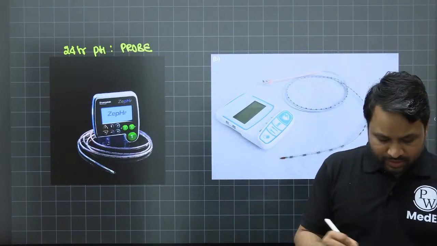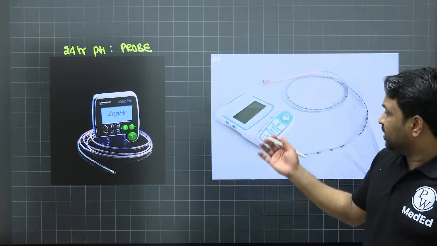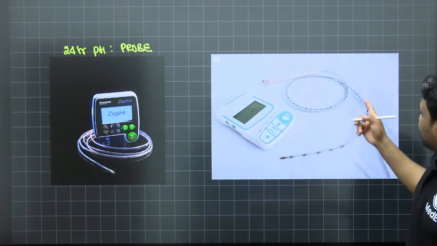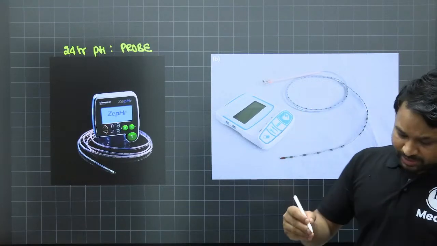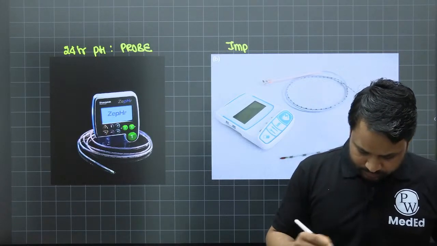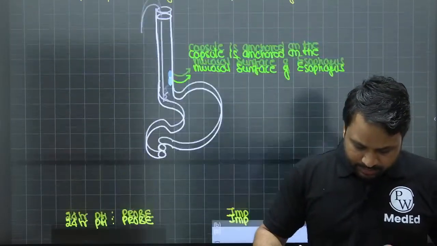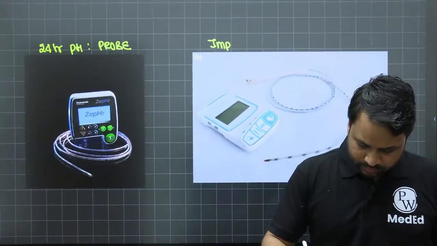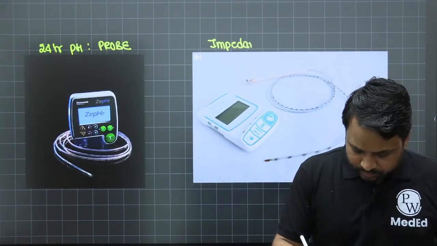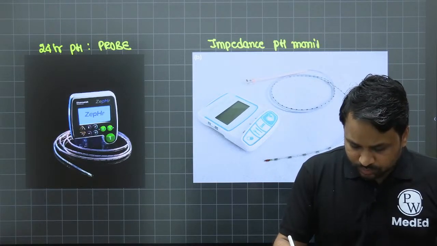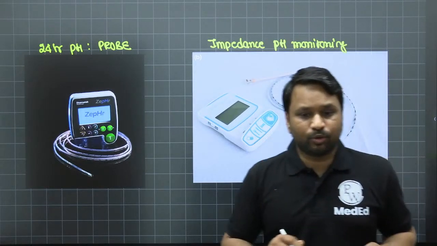This is how your 24 hours pH probe would look like. This is also the same thing. You have a 24 hours pH probe. Now you can see the multiple sensors which are present here. So this is for impedance. It's an impedance pH monitoring. This is your impedance pH monitoring. So you now know how a pH probe usually looks like.